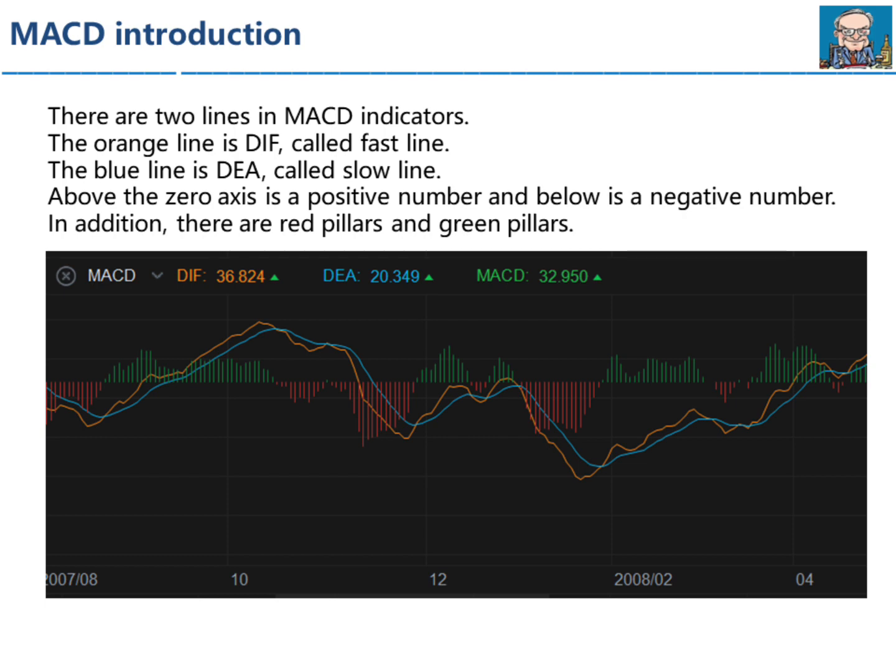There are two lines in the MACD indicator. The orange line is DIF, called the fast line. The blue line is DEA, called the slow line. Above the zero axis is a positive number and below is a negative number. In addition, there are red pillars and green pillars.